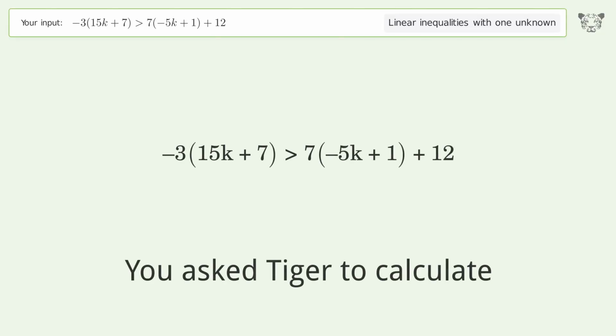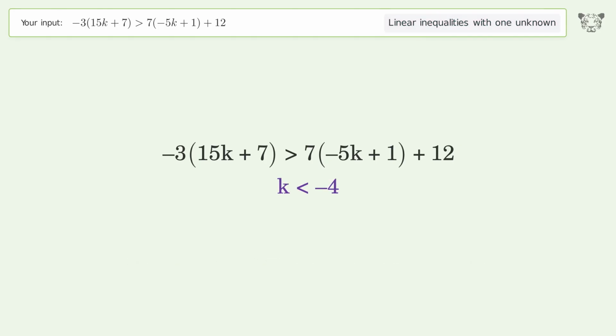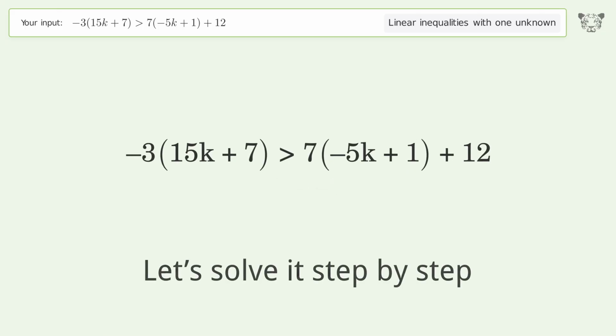You ask Tiger to calculate. This deals with linear inequalities with one unknown. The final result is k smaller than -4. Let's solve it step by step.